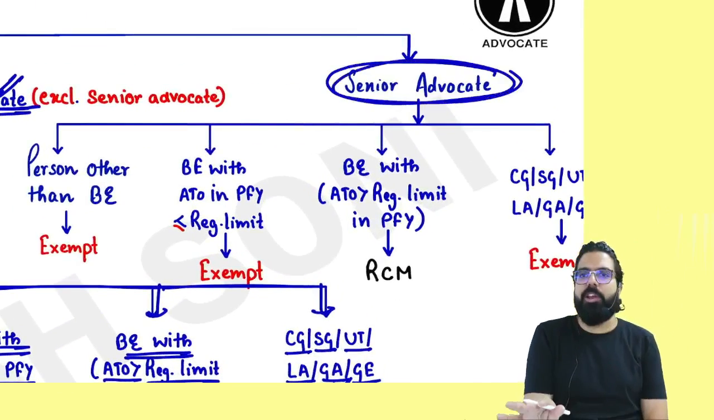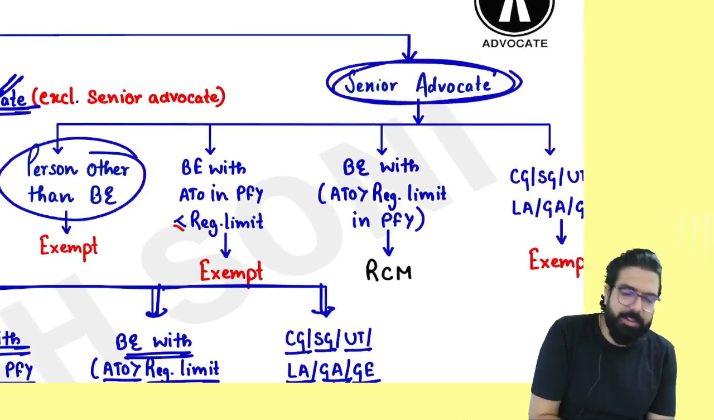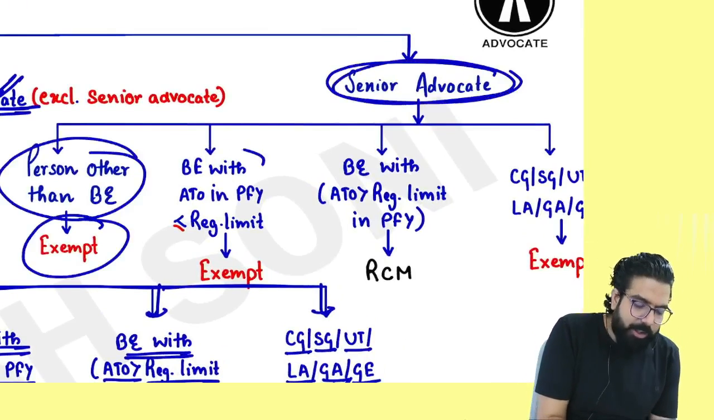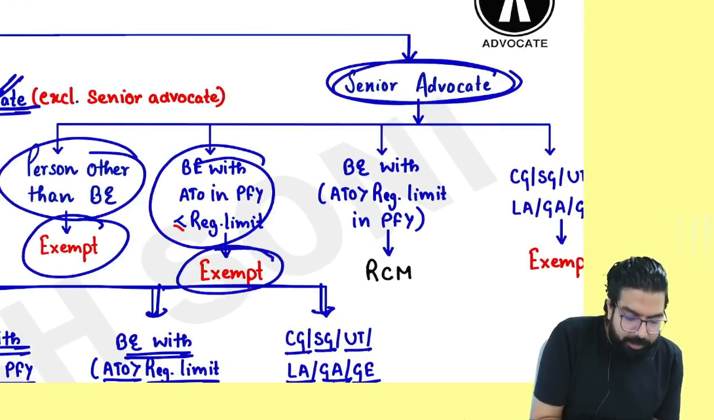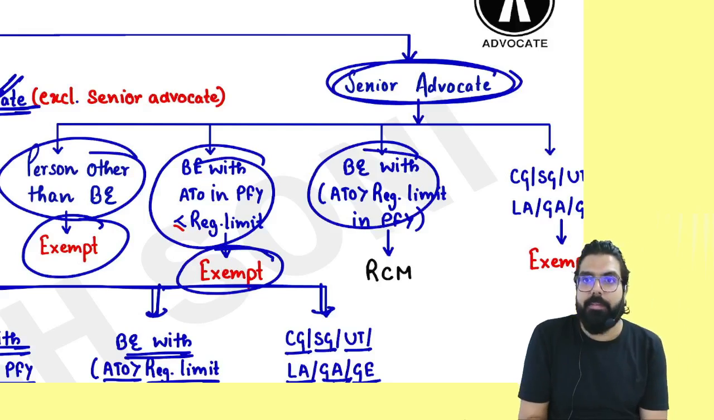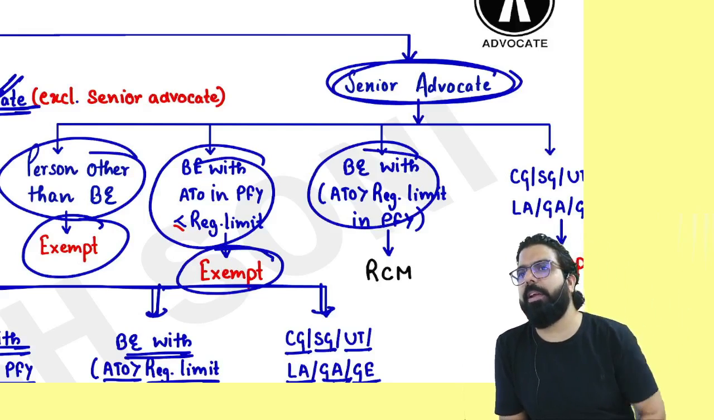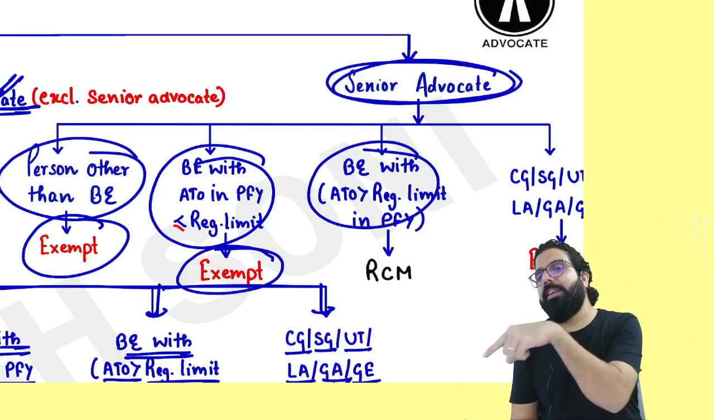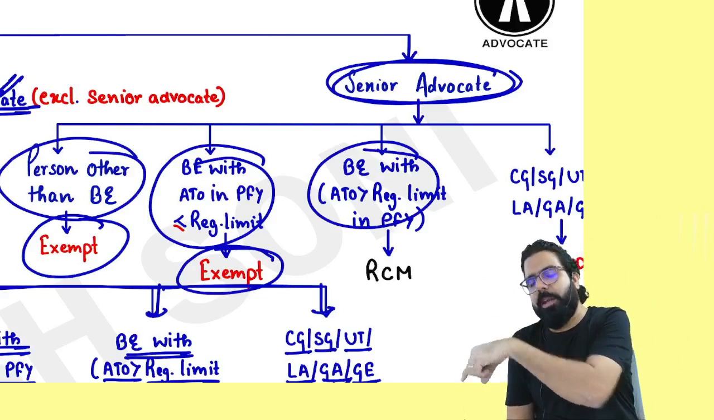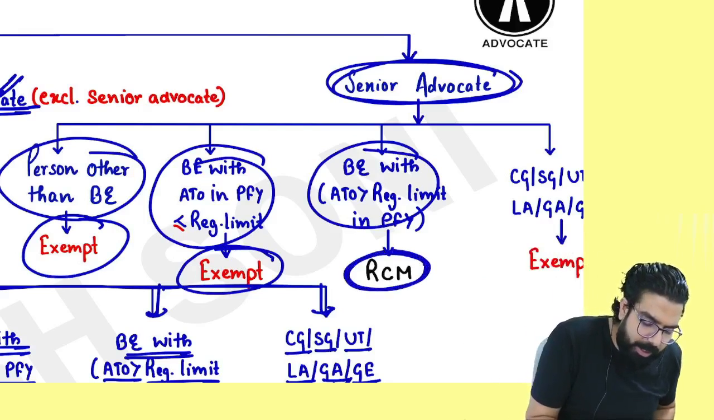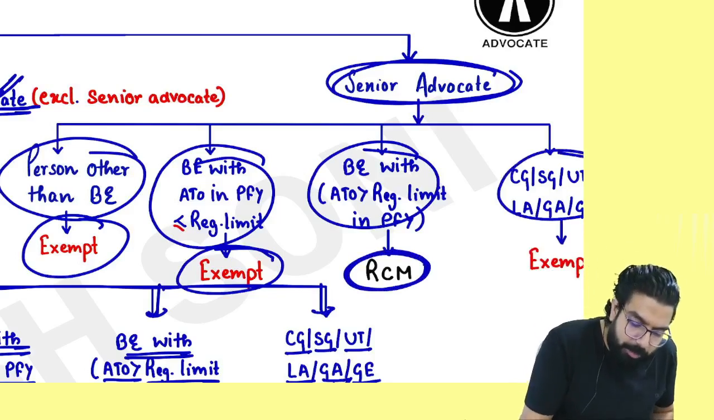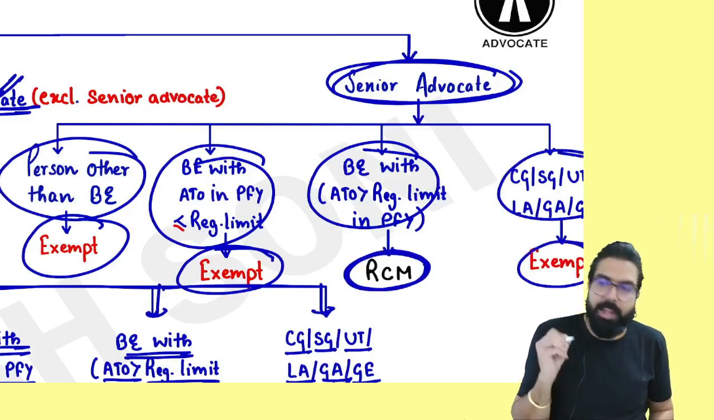Next, senior advocate. The same thing applies to a senior advocate. Services given to a person other than a business entity are exempted. Small business entity, exempted. Big business entity, meaning one whose last year's turnover is more than the registration limit, then GST is always payable under RCM. Given to government, exempt.